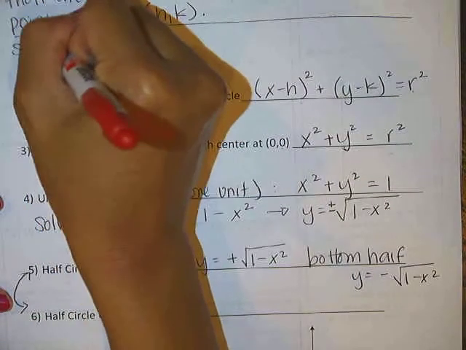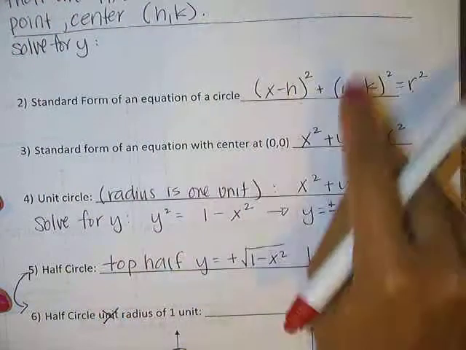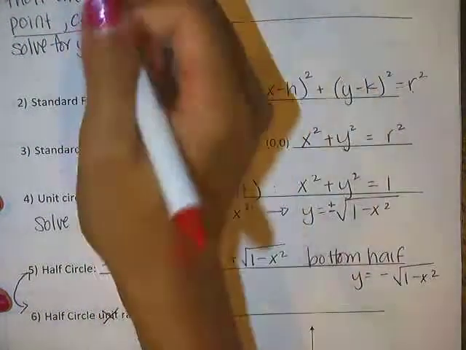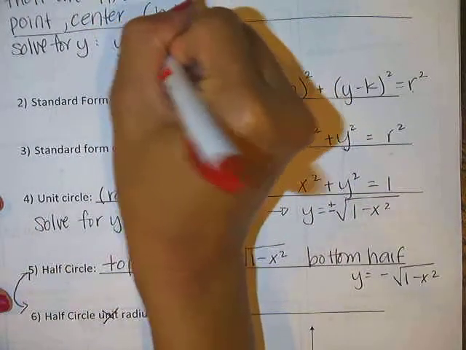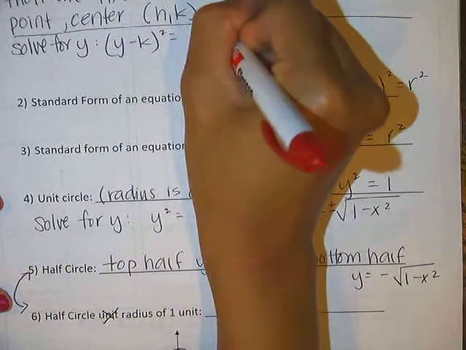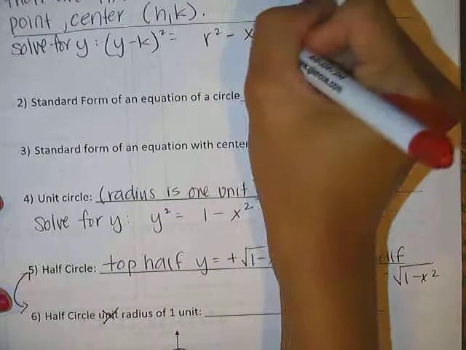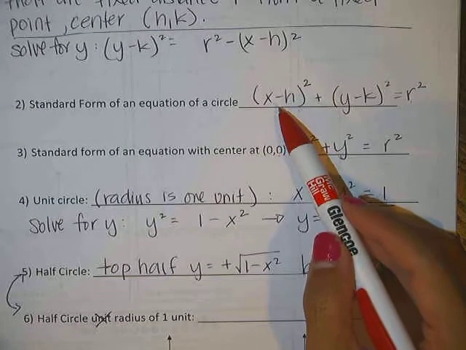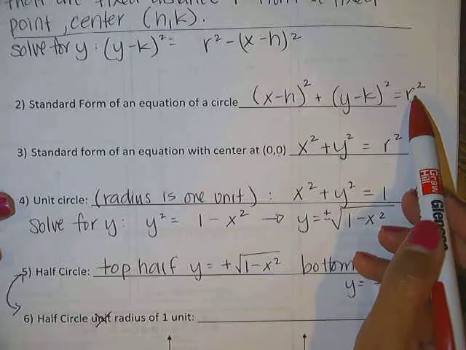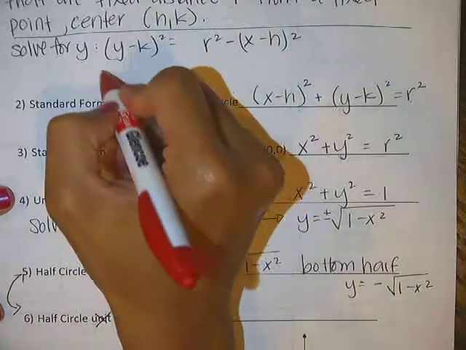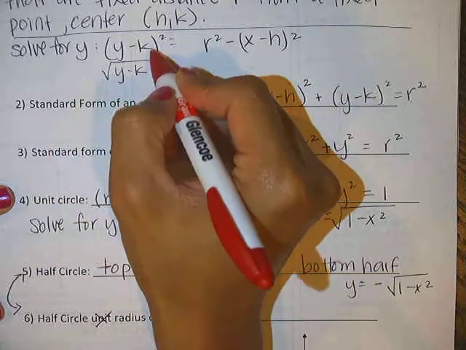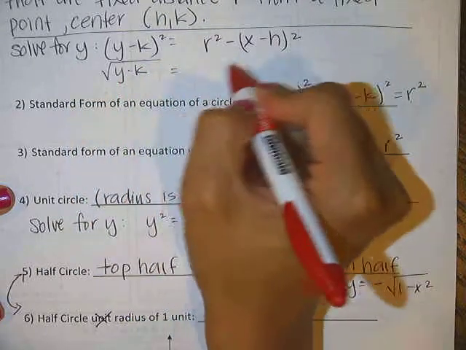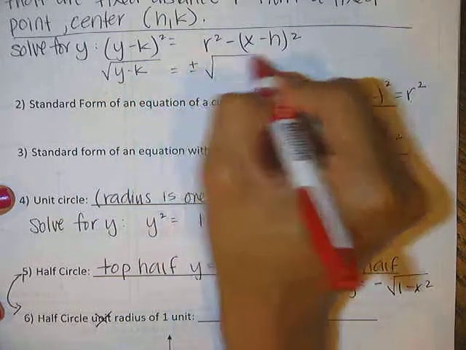Solve for y. So the first thing I'm going to do is subtract this entire piece to the radius side. Okay, so I have y minus k squared equals r squared minus x minus h in quantity squared. So all I did was subtract this whole piece to the right hand side. Now I'm going to take the square root.